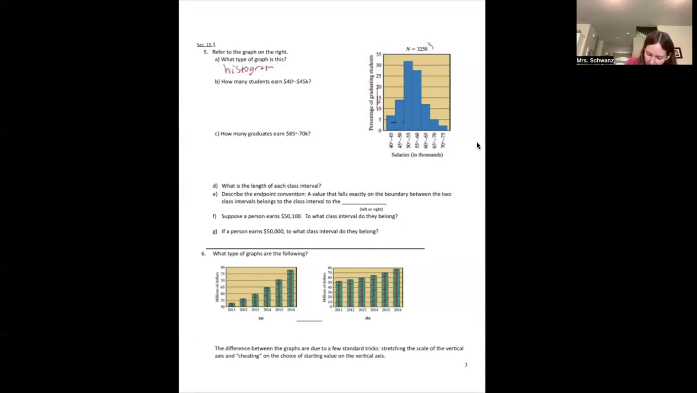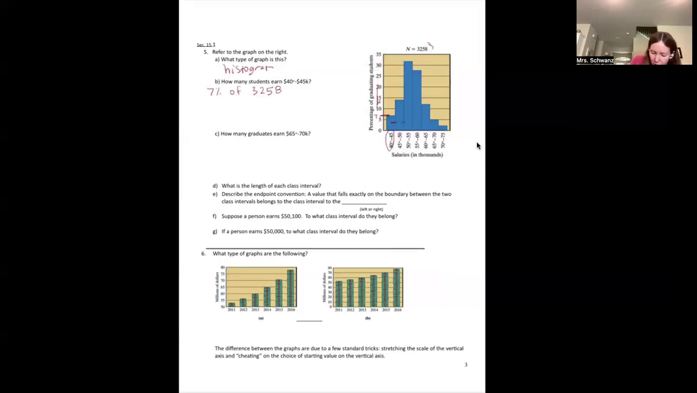How many students earn between 40 and 45,000? So that's this one right here. And it's kind of hard to tell, but this is where you just estimate to the best of your ability. I'm going to say 7% of 3,258. So how do I find 7%?